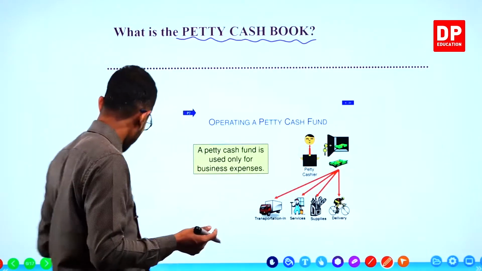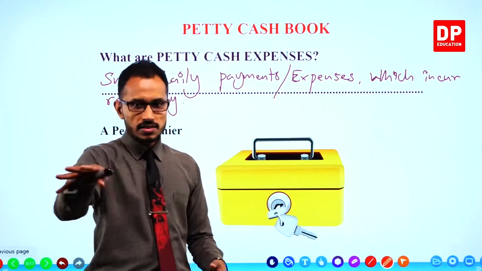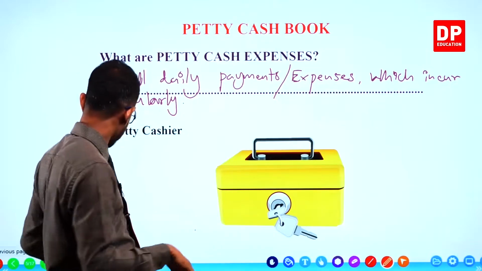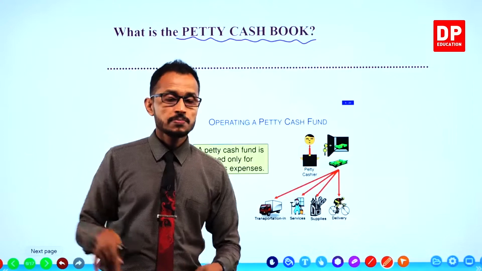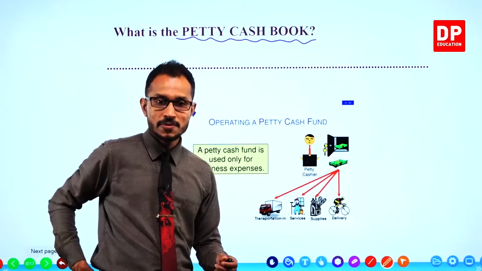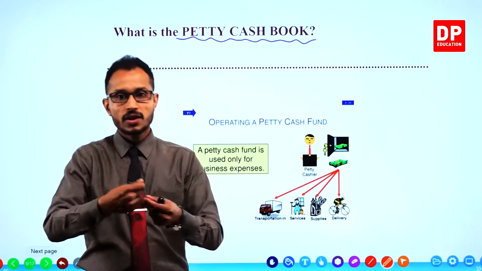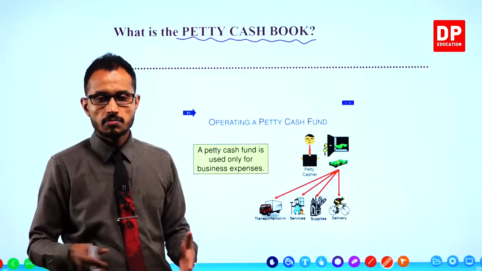I'm keeping that money, petty cash money, in this locker, or whatever locker he has, right? Because it's not his money, it's business money. Yeah, he can't keep the money in his pocket. He has to keep the money in a locker or a box.